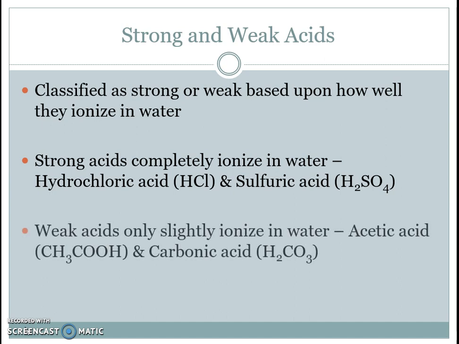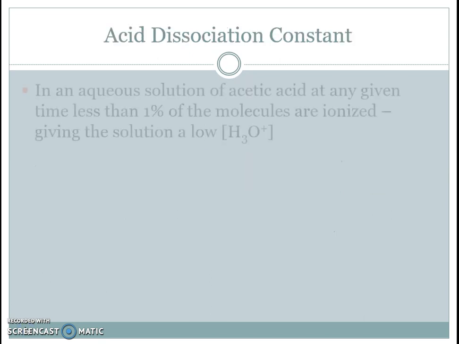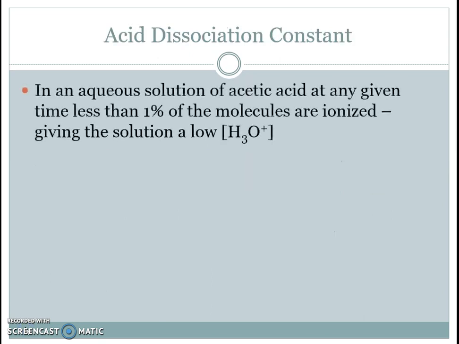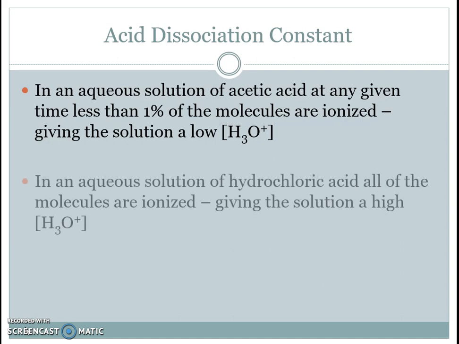But in the case of acetic acid, vinegar, or carbonic acid, where only part of those acid molecules are going to ionize and release hydrogens, then it is a weak acid. So we can get an acid dissociation constant, which will tell us about the amount of ionization that's happening. So we look at acetic acid, where less than 1% of the molecules actually are ionizing. We have a very low amount of hydronium ions, as opposed to the hydrochloric acid, again, which is going to be completely ionized. So we're going to get a lot more hydronium ions being formed. So they get to an equilibrium.